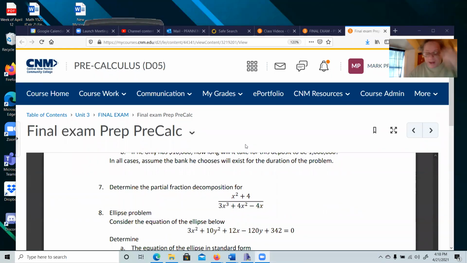All right, welcome back. We're going to be doing some partial fraction decompositions here for this problem right here. All right, so let me go ahead and go over that one.